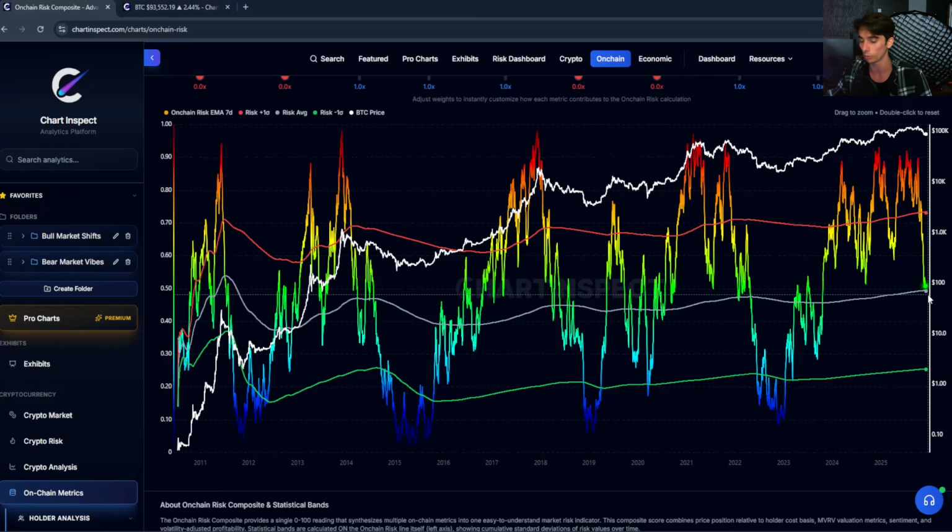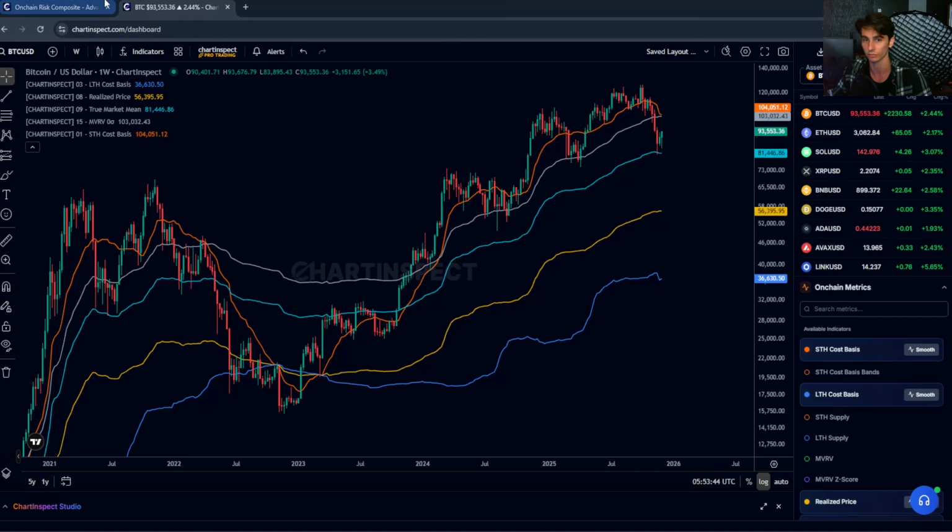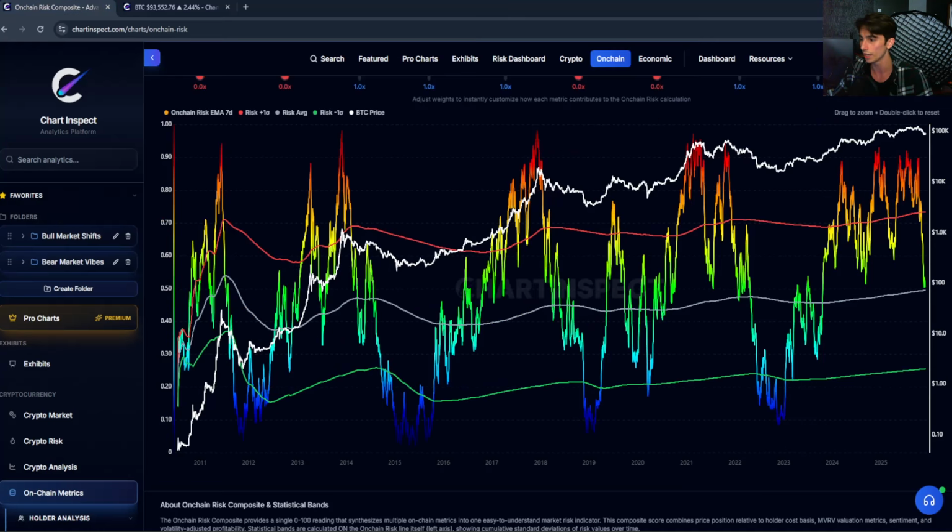So where are we right now? We are around 0.5 on this risk level. Bitcoin is currently at around 93,500, and the on-chain risk composite metric is sitting around the middle, 0.5, right around the mean. And when this indicator hits the mean after coming down from these elevated levels, it can sometimes signal that Bitcoin is oversold in the near term, right?